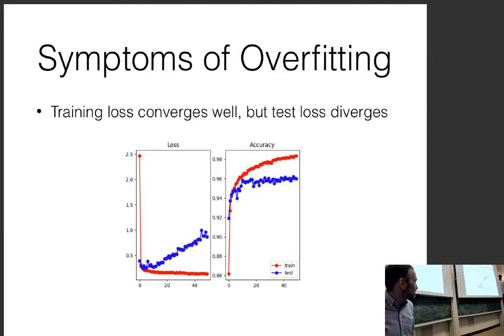But ignore that. What you see here is the training loss is going down. This is the red line here. But the test loss, the development loss, goes down for a little bit, but then it goes up again. And you can see it's overfitting.